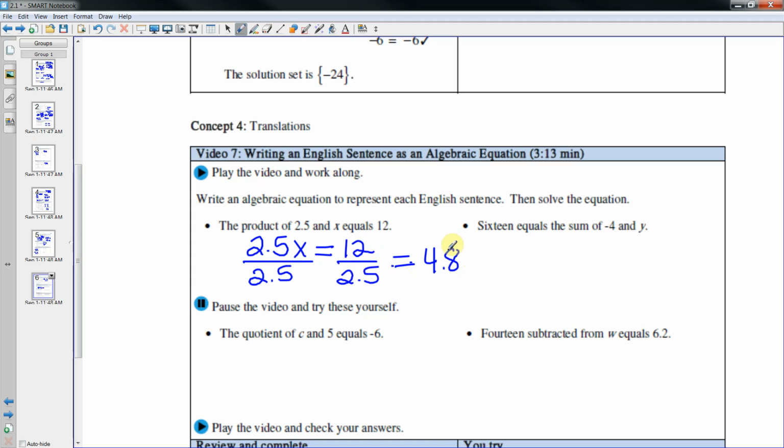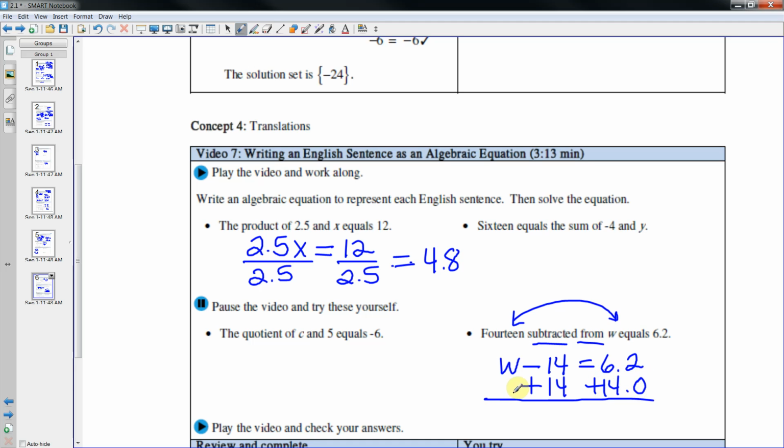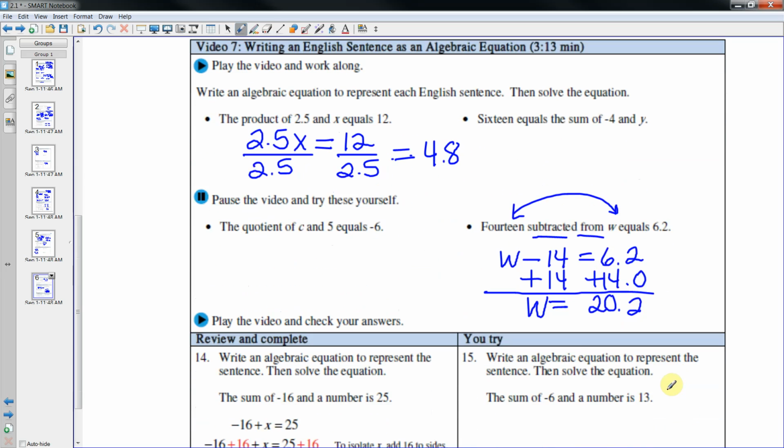I'm just going to do a couple of these. Let's do this subtracted from. Remember, if you have subtracted from, I need to flip the order. So 14 subtracted from w, so I need to take w minus 14. 14 subtracted from w equals 6.2. So in this case, it's an addition or subtraction one, so I'm going to cancel out by adding 14 to both sides. Put the .0 there just kind of to keep my decimal straight. So that's going to be 20.2 when I add those together.